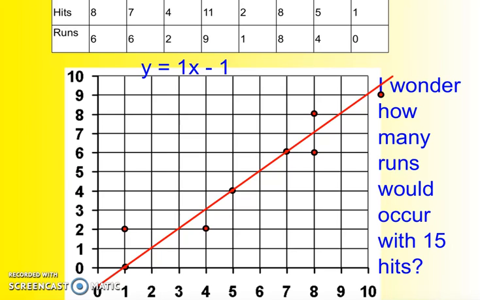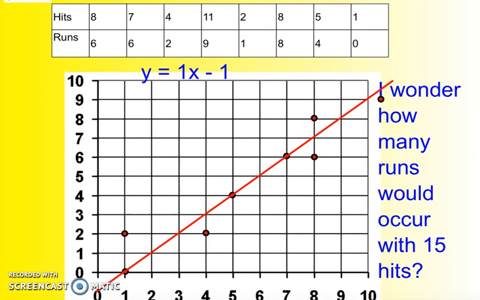Looking at the first example that we have, we have a scatterplot down here, and it looks like this scatterplot has to do with hits and runs. And these points have been plotted for us. And actually, the line of best fit was chosen. And here is the equation for that line. And my question is, what do you think would happen if we went off the graph and basically I asked you how many runs would occur with 15 hits?